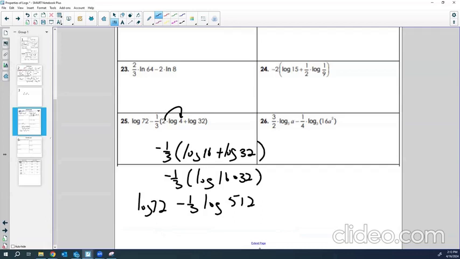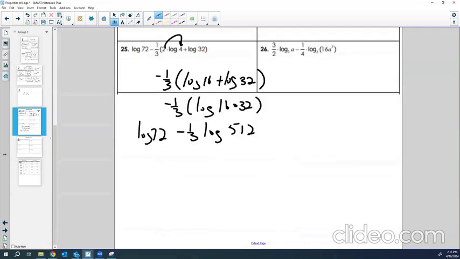We'll leave the minus sign there. We'll just bring the 1/3 over. See that? So is that what you're saying? Okay, my bad, I didn't hear it. So now that becomes log 72 minus log 512 to the 1/3 power. Now, what is the cube root of 512?